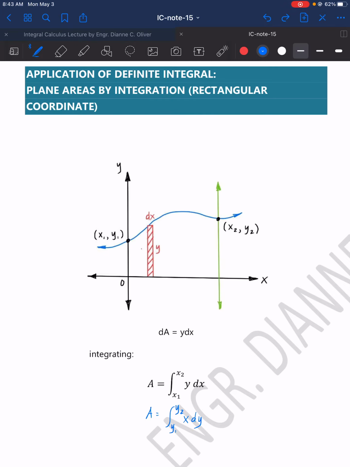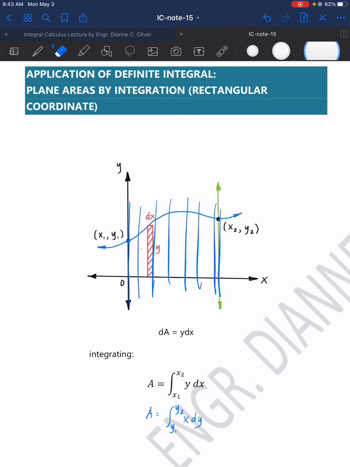Now, why x1 and x2? Why are the limits x1 to x2? We will not just point to any point in the coordinate plane. The reason we have x1 to x2 is that if you put a scanner, it's like you're going from x1 to x2. So that's the limit. The lower limit is x1 and the upper limit is x2.